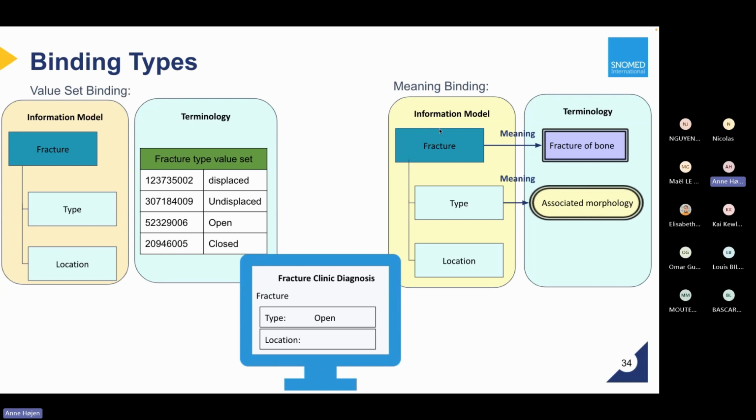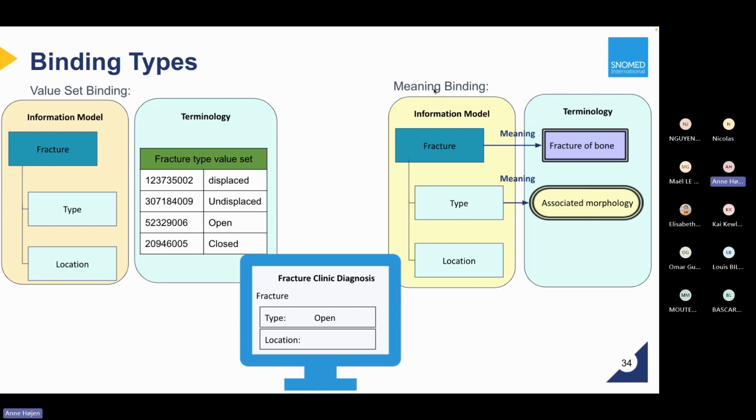The meaning binding is about what this model is about, or what this data element is about. So the meaning of the type field, that it can be displaced, undisplaced, open or closed, has to do with the associated morphology for the fracture, where the meaning of the fracture model is that this has to do with a fracture of bone.